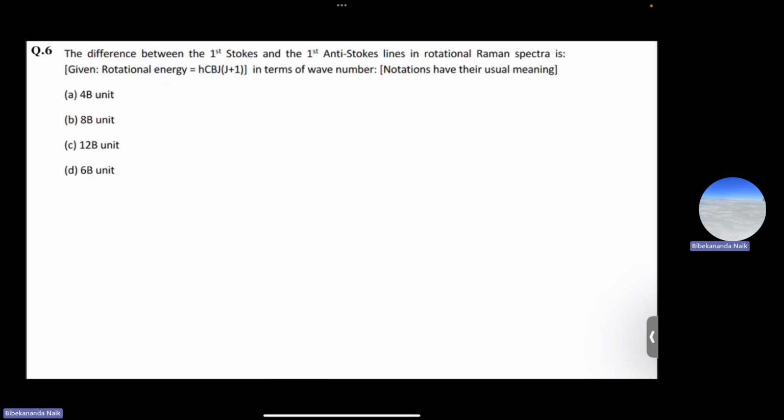So since we have discussed in more detail about question number 4, I don't think it will take much time. So we will discuss in a few minutes. So you please try to find out what is the correct answer.